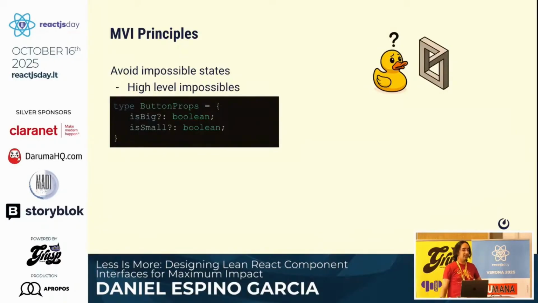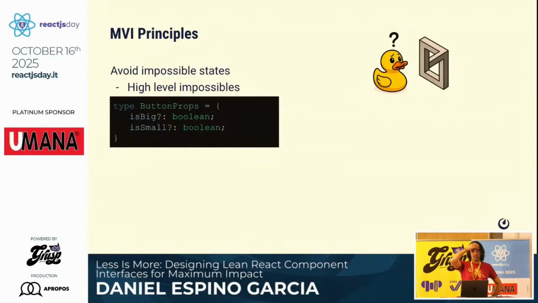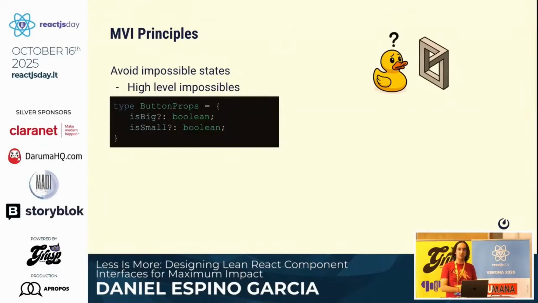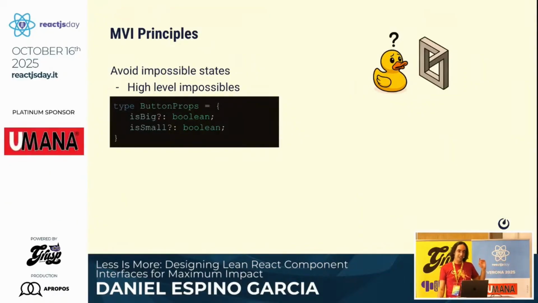One of them is, let's say, high-level impossibles. Like a button cannot be big and small at the same time. Like, we are going really into Booleans are best, so I'm going to build it with is big and is small. Yeah, that's a bad idea because you now have 4 options instead of 3.